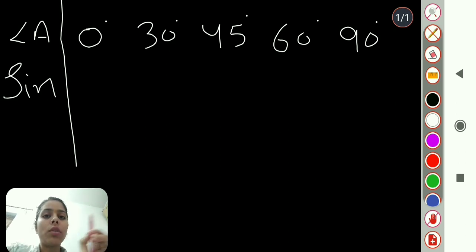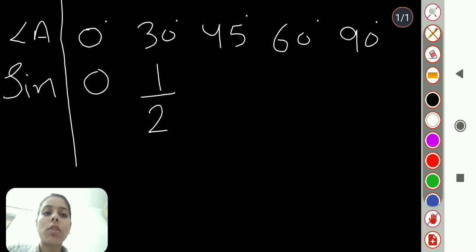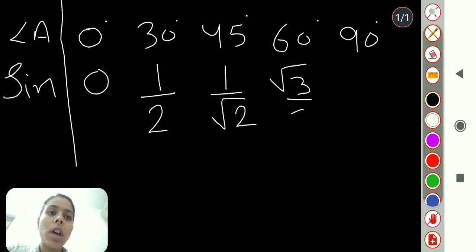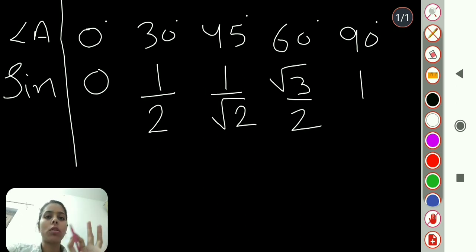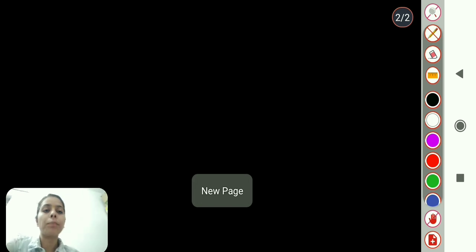We know that the value for sine 0 is 0, for sine 30 is 1 by 2, for sine 45 is 1 by root 2, root 3 by 2 and 1. Right? We all know this and we learn these values by tricks. So now we are going to derive the value of sine 0. How is sine 0 is 0? How is sine 30 degree equal to 1 by 2? How is sine 45 degree 1 by root 2? Right? So let's start with sine 0 degree.